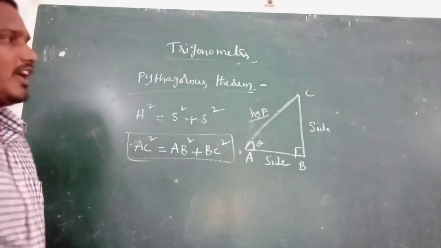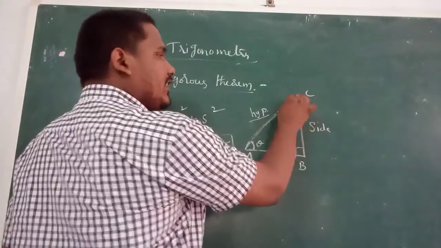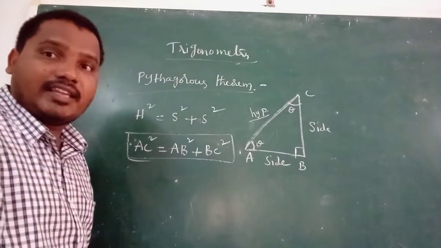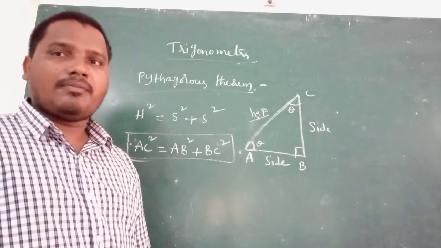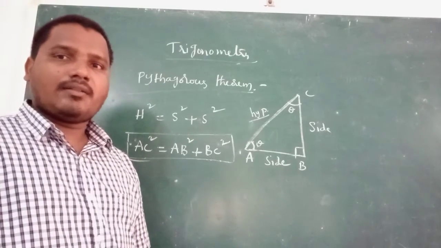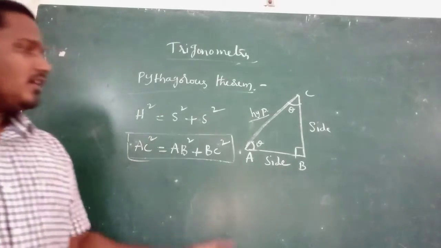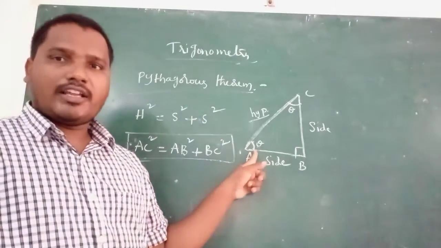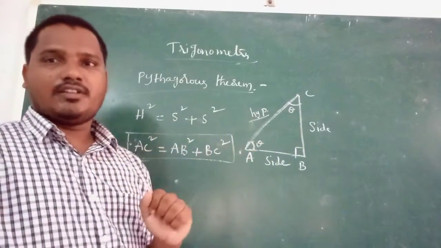And if we take theta at angle C, will the Pythagoras theorem change? No, it does not change, because here we take theta and here also we take theta. The hypotenuse does not change.